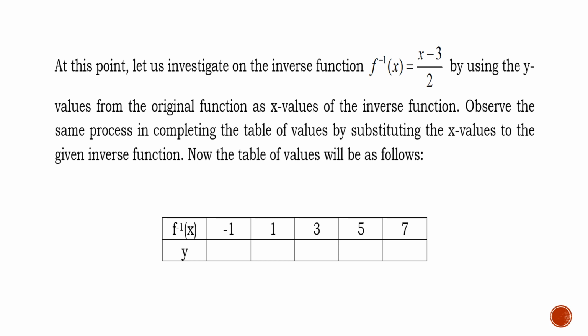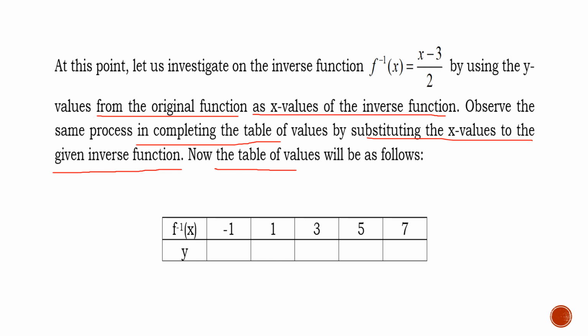So at this point, let us investigate the inverse function f raised to negative 1 of x is equal to x minus 3 over 2, by using the y values from the original function as x values of the inverse function. Observe the same process in completing the table of values by substituting the x values to the given inverse function. Now the table of values will be as follows.